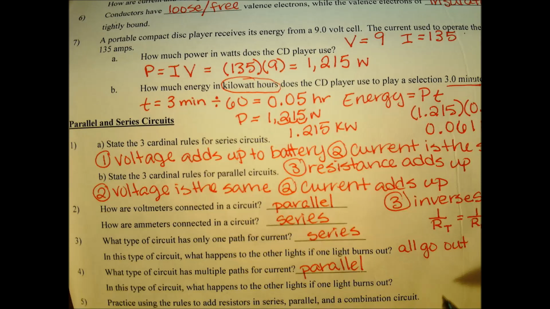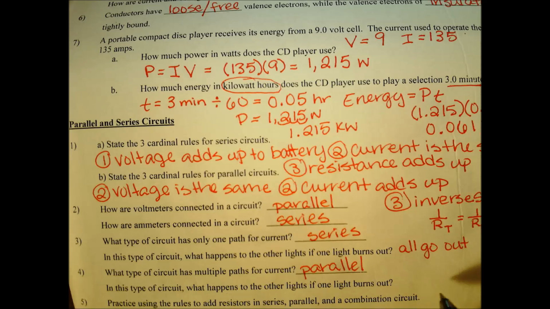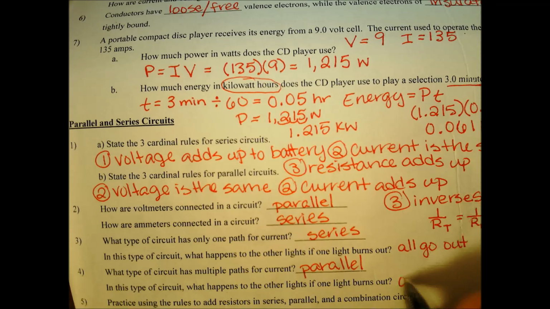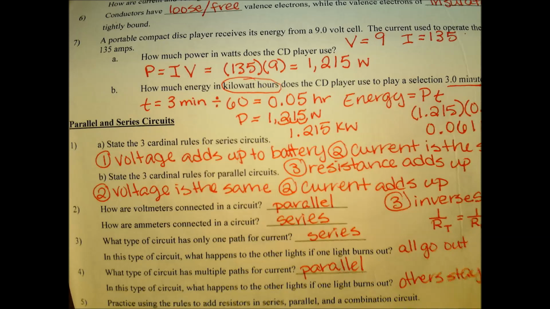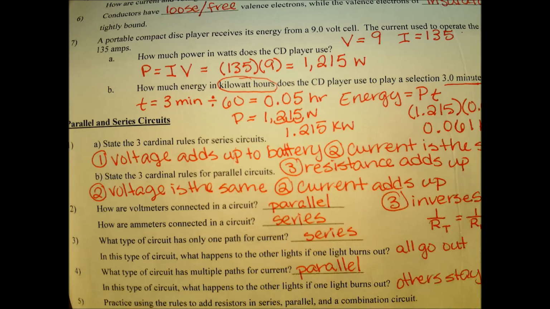In this type of circuit, what happens to the other lights if one light burns out? The others will stay lit because the current can just take different paths.